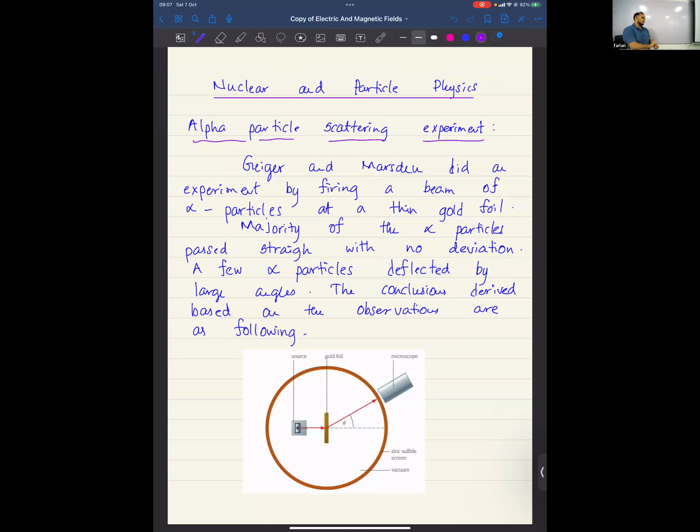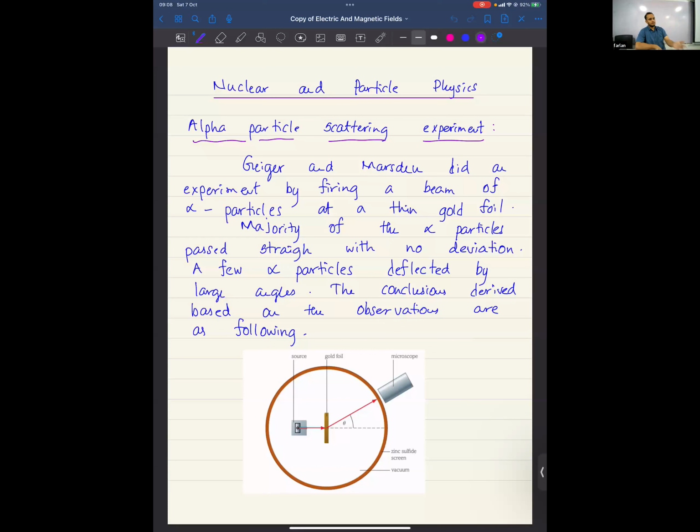Protons are positively charged, correct? And neutrons are negatively charged. No, neutrons are neutral. They don't have a charge. So an alpha particle, consisting of two protons and two neutrons, is itself positive. Two protons are positive, two neutrons are neutral, so the resultant charge of an alpha particle is positive. A beam of alpha particles is fired at a thin gold foil, a thin sheet of gold.